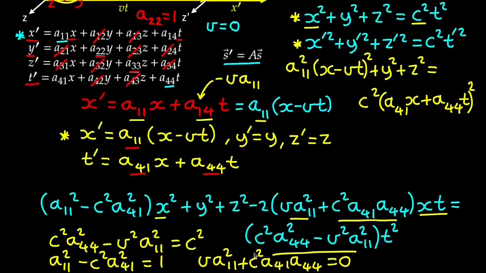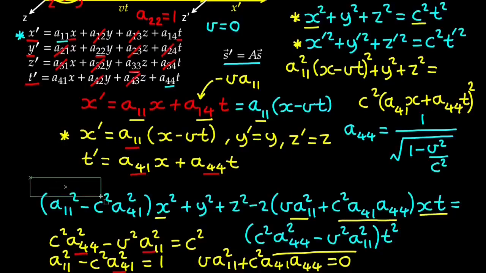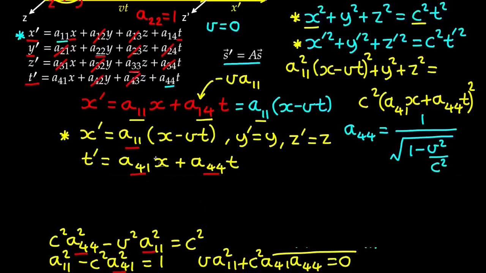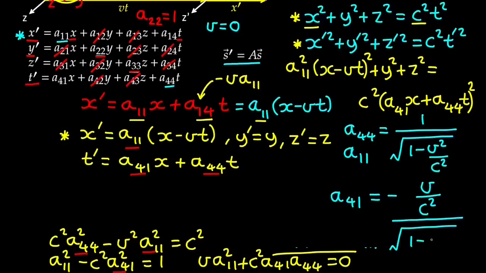And if you solve these equations, we get a44 is the reciprocal of the square root of 1 minus v squared on c squared. And we get the same expression for a11, and a41 is equal to minus v on c squared on the square root of 1 minus v squared on c squared. So we've seen this term in the denominator when we covered the Michelson-Morley experiment. So if we substitute these values in our transformation equations, we get the following results.